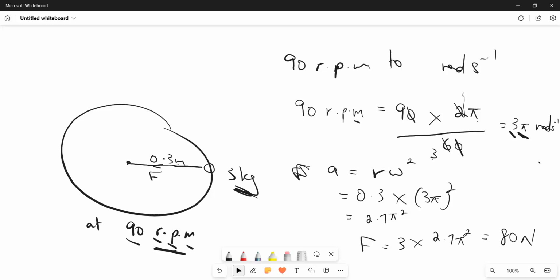So you convert 90 revolutions per minute, and that is equivalent to 3 pi radians per second. And you use that now in this place here to get the acceleration, right? After that, you use F equals ma. Mass is 3, and then this here is the acceleration you get.